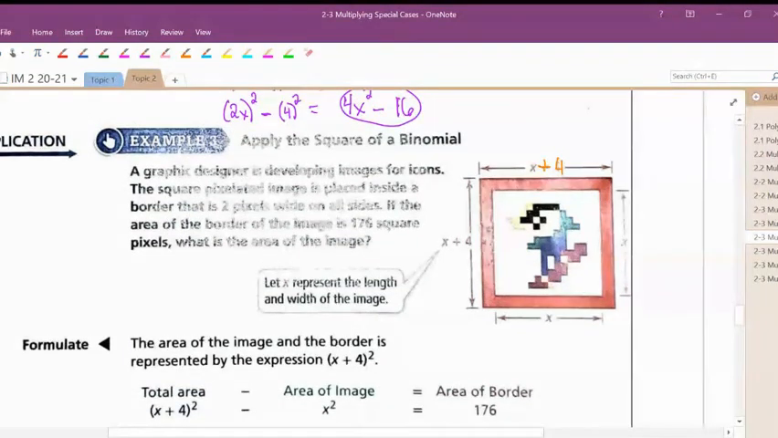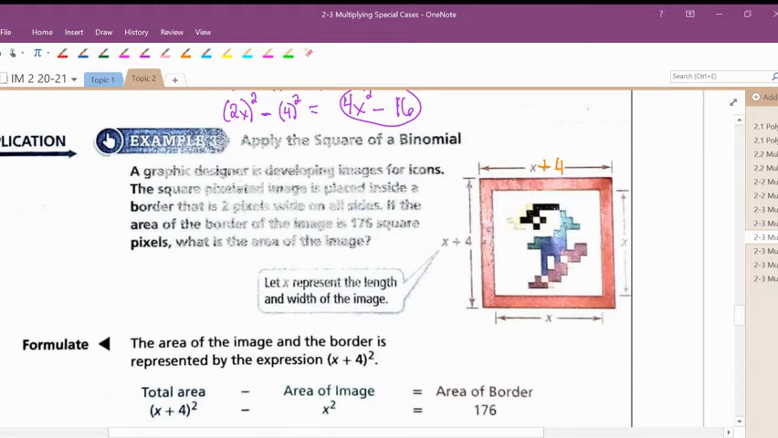All right, now we have a picture. A graphic designer is developing images for icons. The square pixelated image is placed inside a border that is 2 pixels wide on all sides. If the area of the border of the image is 176 square pixels, what is the area of the image?